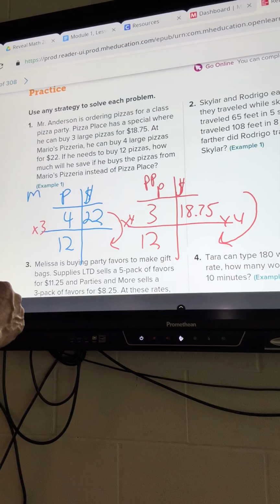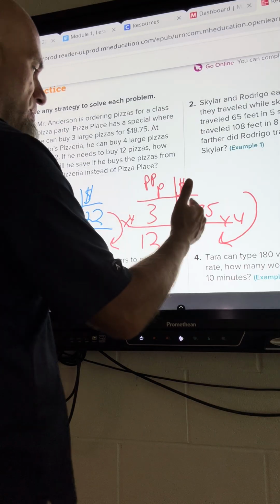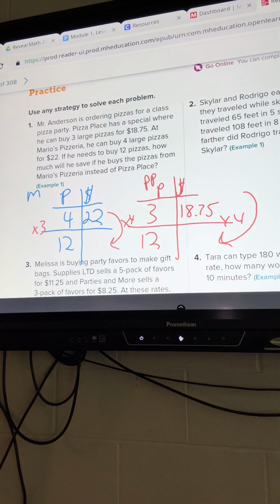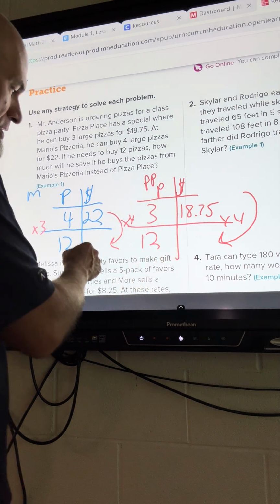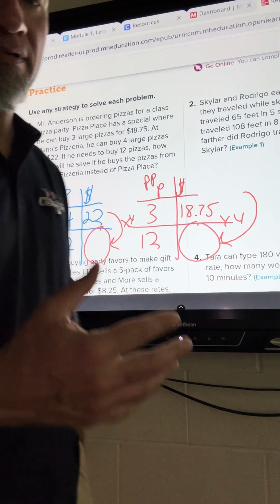Okay. Mario's is definitely going to be cheaper because looking at 4 times 18, I know that's 72 already, and 3 times 22 is 66. But we need to know the exact amount. So I've set it up for you. Once you get these answers here, you got to subtract them, find the difference.